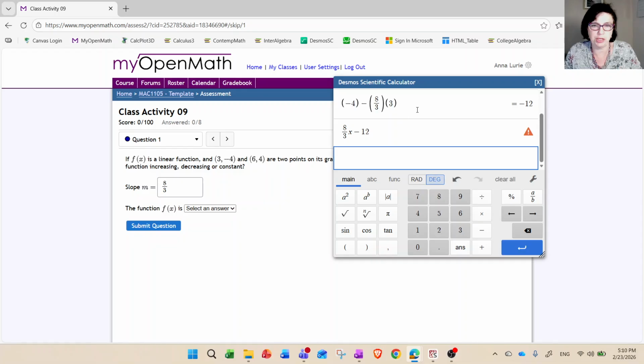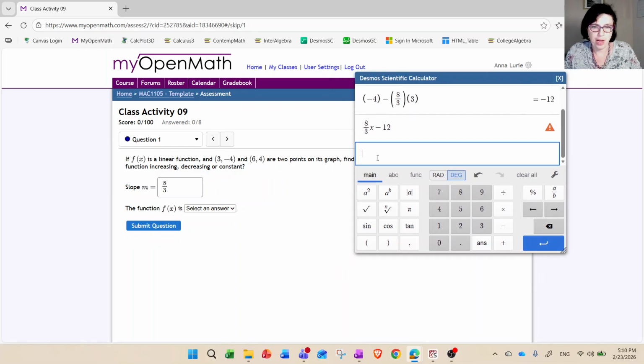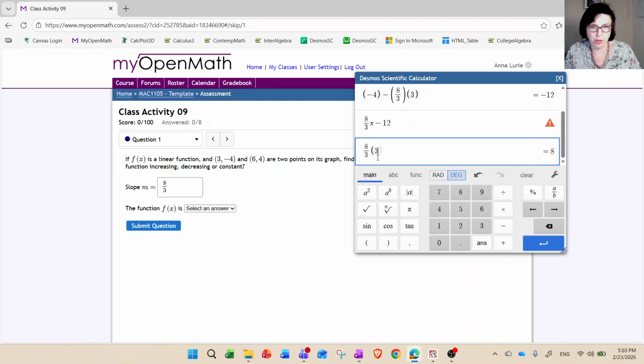Now, how do I know this is correct? I can actually plug in the first point's x coordinate and see if I get the y coordinate. And I did get that. And then for the second point, we're also going to plug in the x coordinate, and we got the corresponding y coordinate. We know that this equation is correct. And the total answer would be f of x equals 8/3 x minus 12.